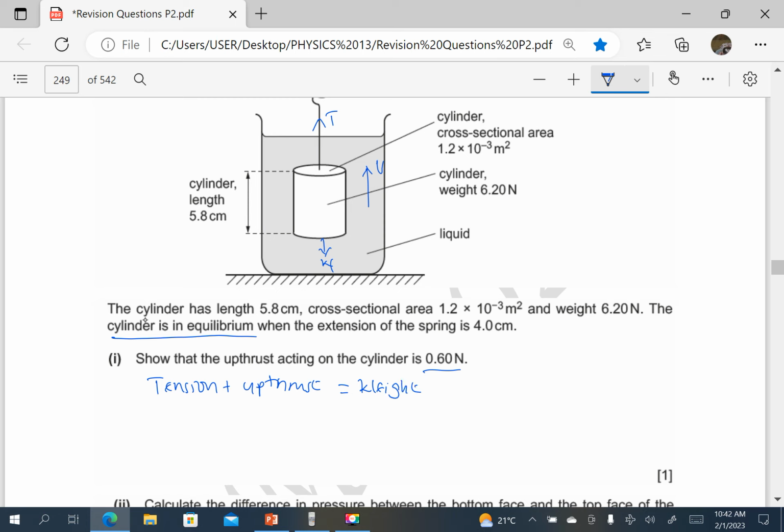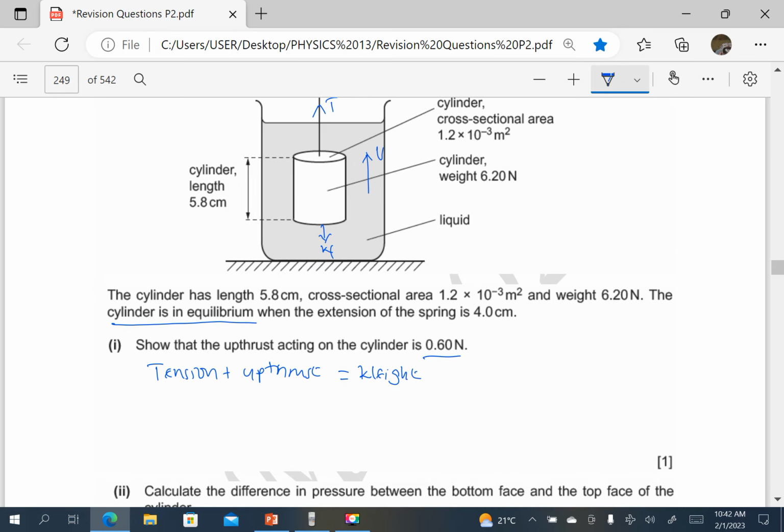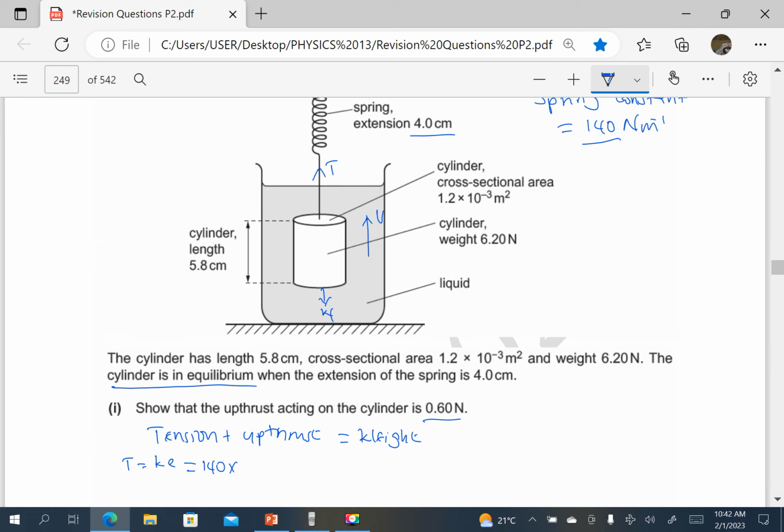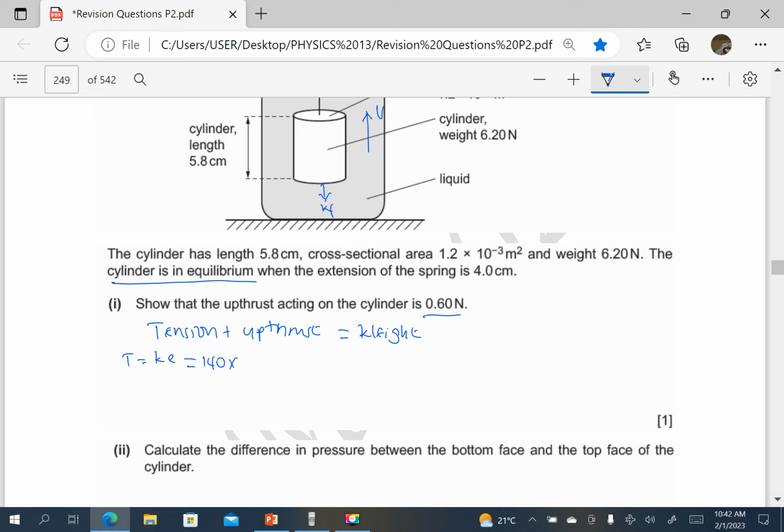So the tension is given by Hooke's law. The tension T by Hooke's law is equal to K times extension. The spring constant, remember I said it is 140, times the extension of the spring, which is 4 centimeters. So this will be times 4 times 10 power negative 2 to change it to meters. So that is the tension. And the weight has been given as 6.2.